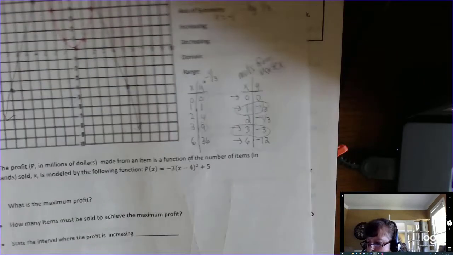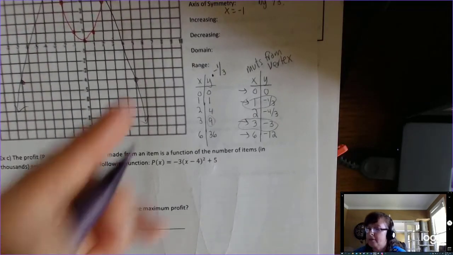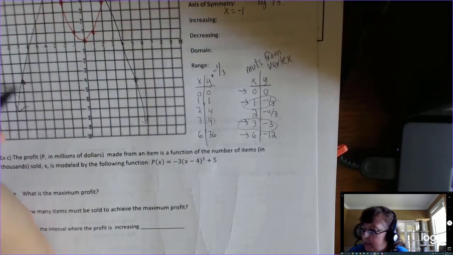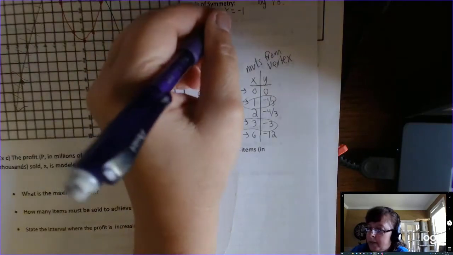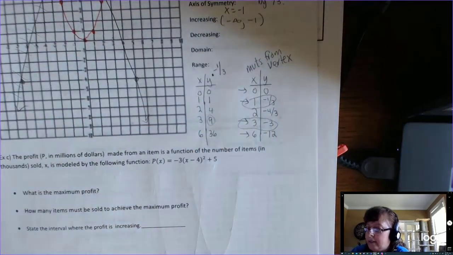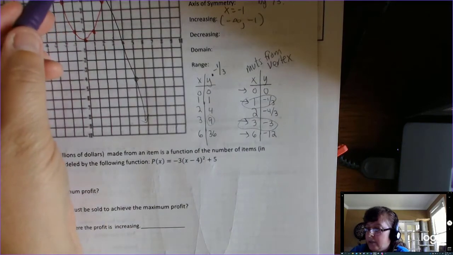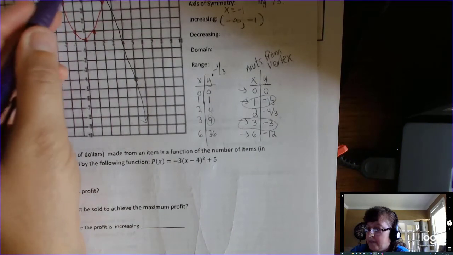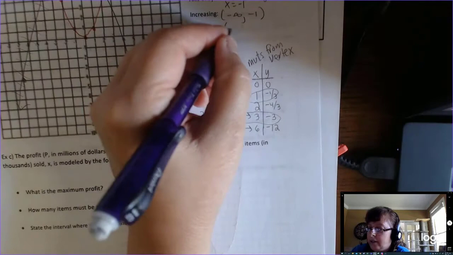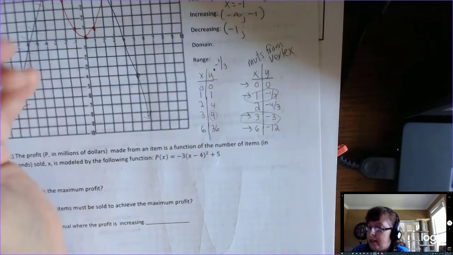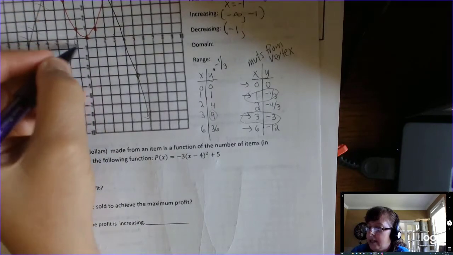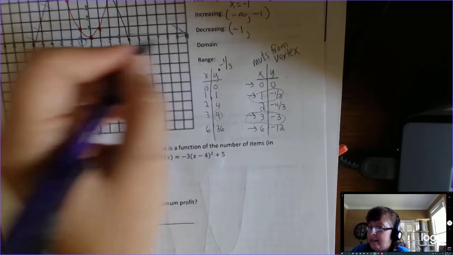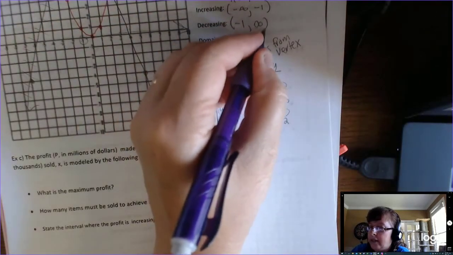Okay, let's look at the increasing and decreasing for this one. This time it's increasing. It's going up as you go left to right here, so that would be from negative infinity to the vertex negative 1. And it's decreasing from negative 1 to infinity. My brain gets messed up. Remember, you're talking about x coordinates, so negative 1 to the right. So negative 1 to infinity.